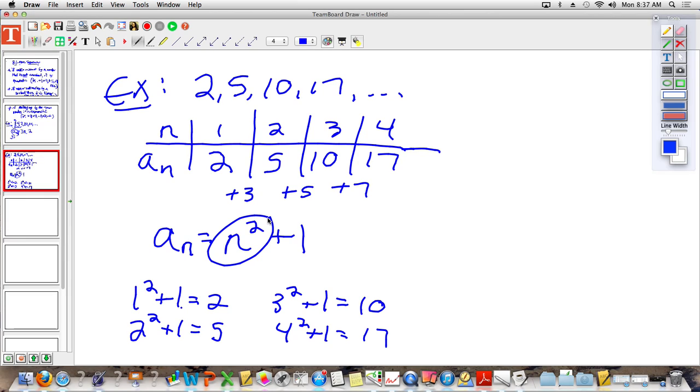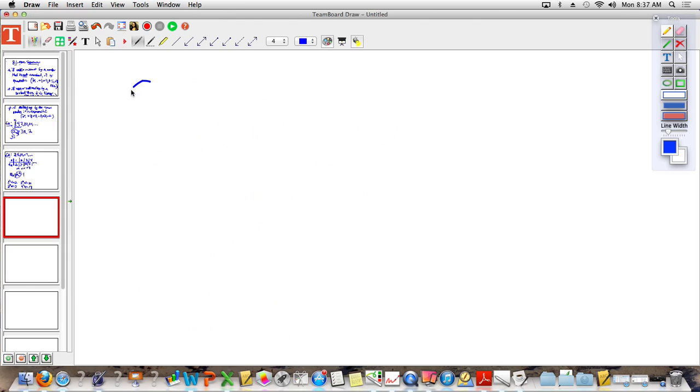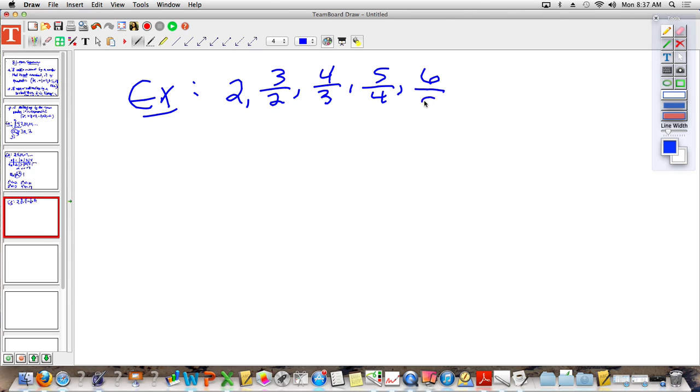Okay? Let's do this. We do 2 more. Remember, she said he's going to have a square. We have 2, we have 3 over 2, we have 4 over 3, we have 5 over 4, and we have 6 over 5.